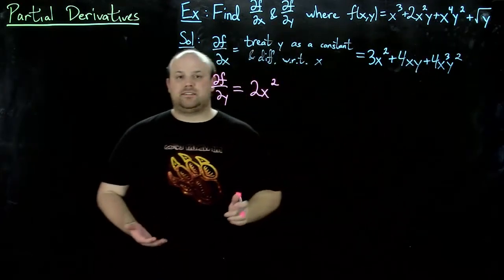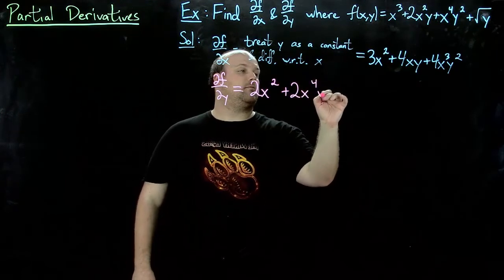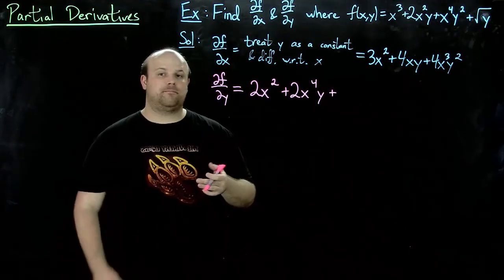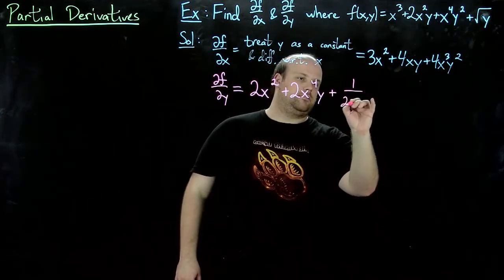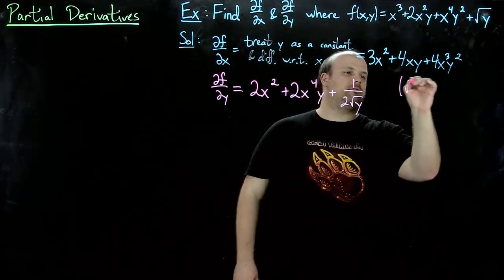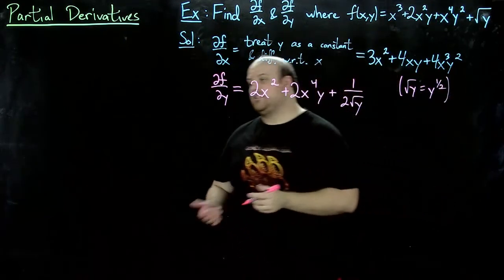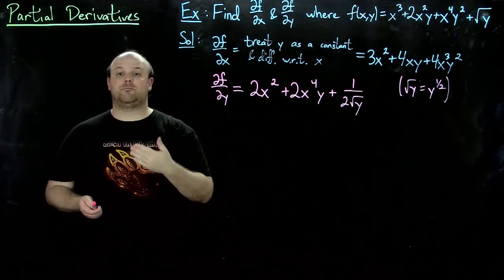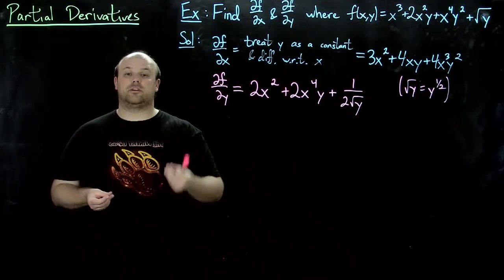X to the fourth y squared, take that derivative, and we're going to have 2x to the fourth y. And derivative of square root of y, hopefully you remember this, this is 1 over 2 square root of y, right? Remember, square root of y is y to the 1/2. So when you take the derivative, that's going to be 1/2 times y to the negative 1/2. In other words, 1/2 of 1 over the square root of y.